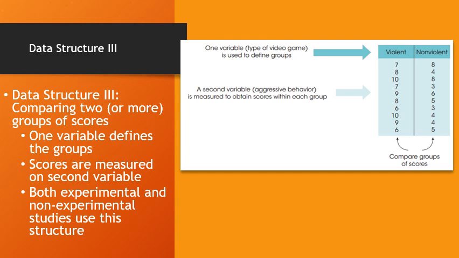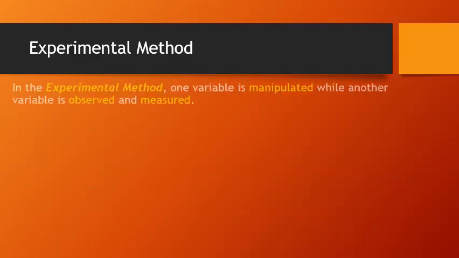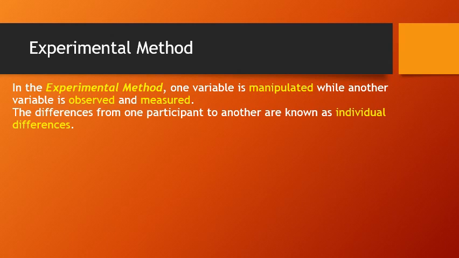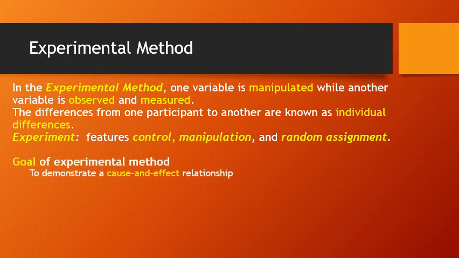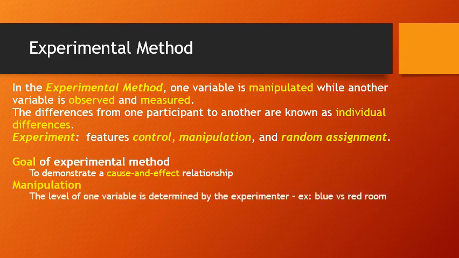So that's 2 variables. The experimental method, one variable is manipulated and one is observed and measured. The differences from one participant to another are known as individual differences. So an experiment features control, manipulation, and random assignment. The goal of an experimental relationship is to demonstrate a cause and effect relationship.